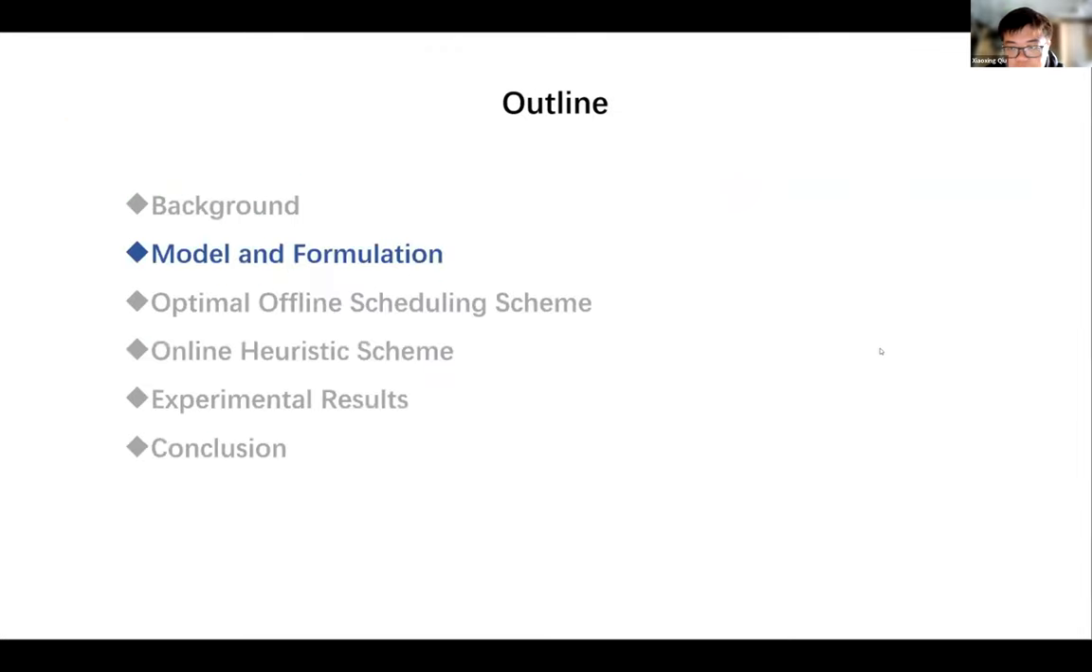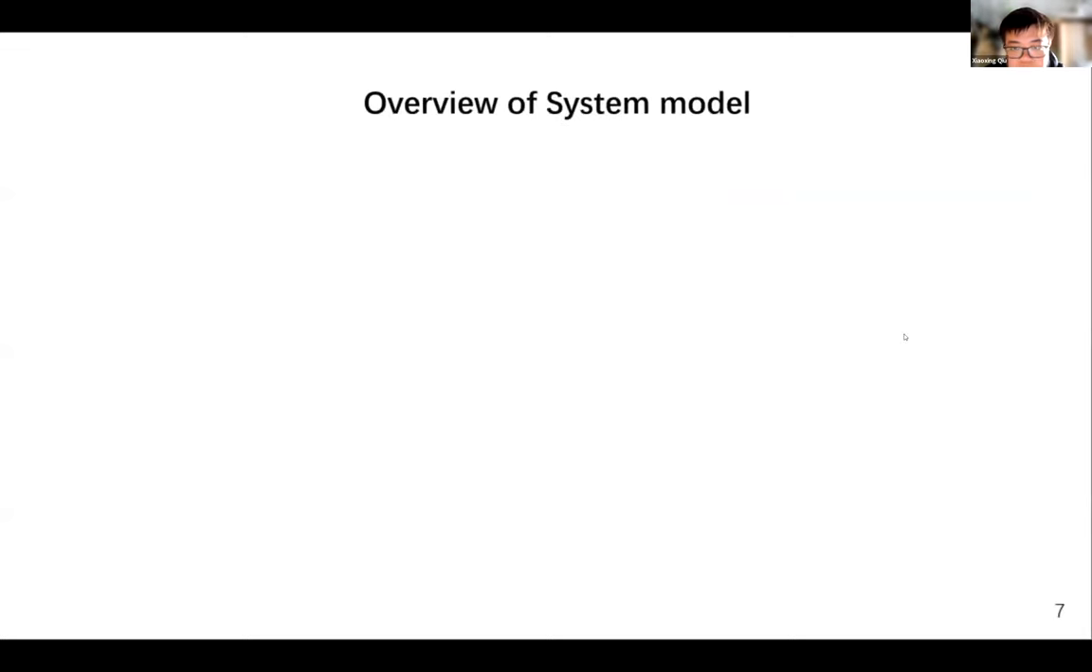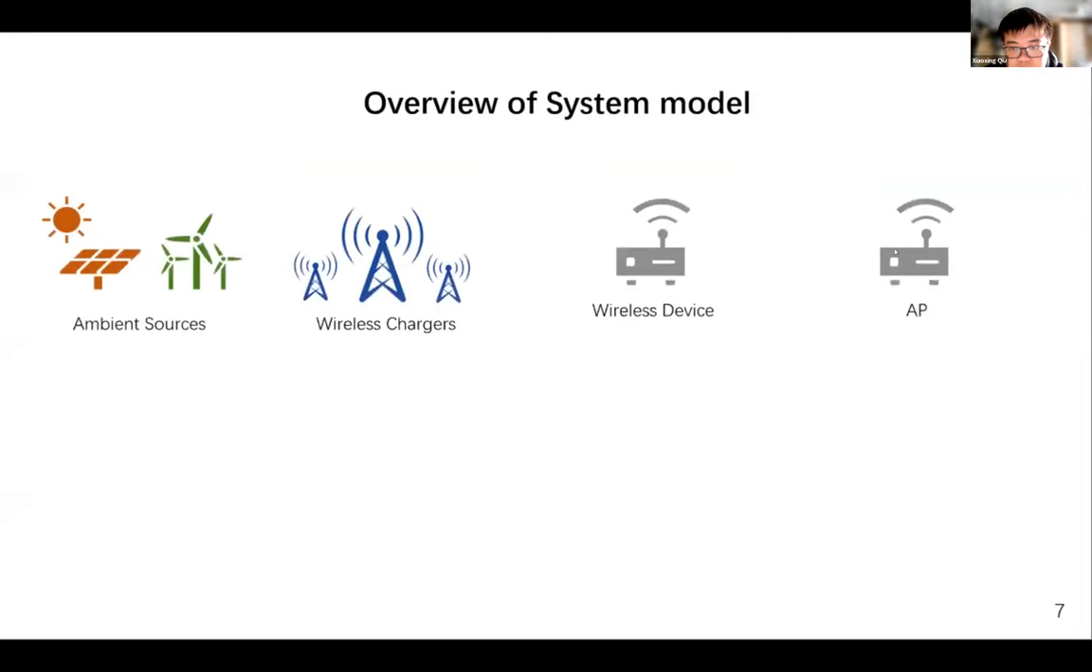Last, we'll present the model and formulation of the target problem. Here is the overview of our system model. In our model, point-to-point data transmission is studied. A wireless device harvests energy from both ambient energy sources and wireless chargers and transmits data to the information access point.